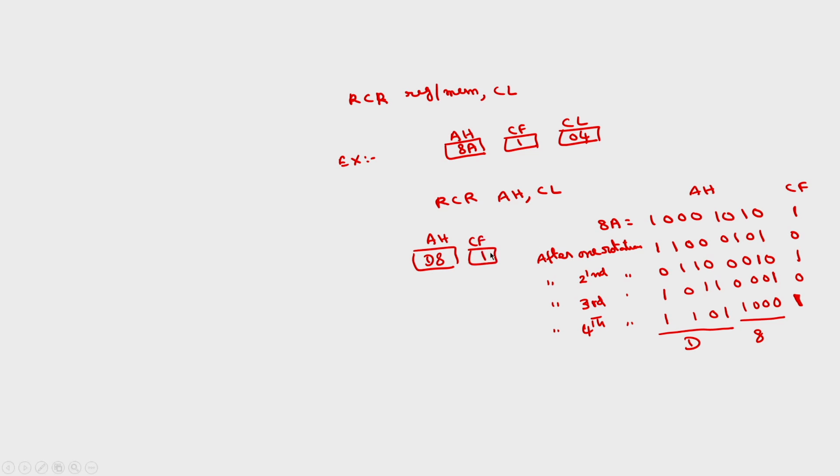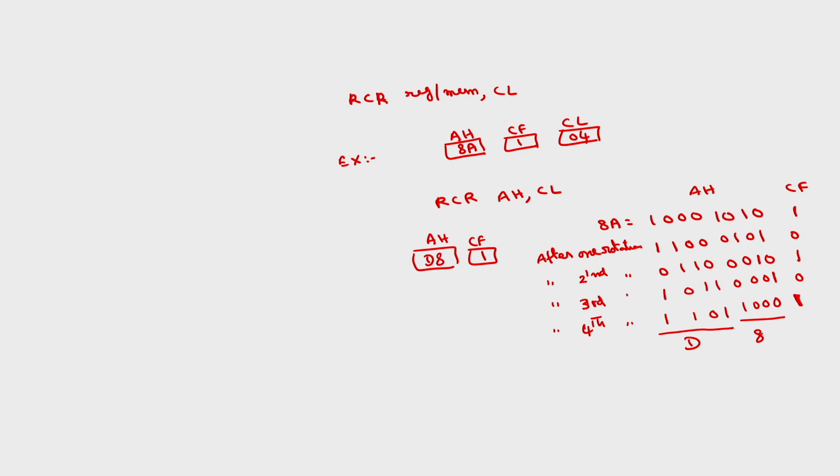This is how you can rotate the contents of any register or memory by multiple number of bits. The number of times that it has to be shifted has to be taken into CL, and this is the default register, you cannot take it into any other register. So CL contains the number of rotations to be done, and we have to specify here a register or memory location. This is about RCR, register slash memory comma CL.